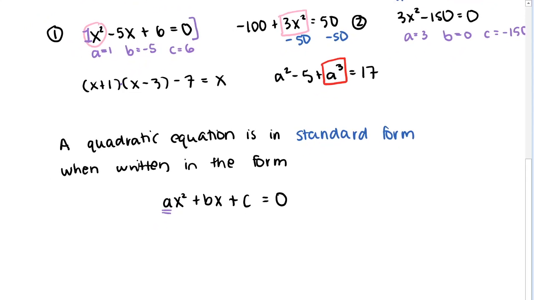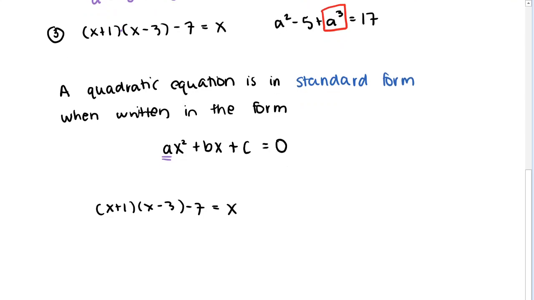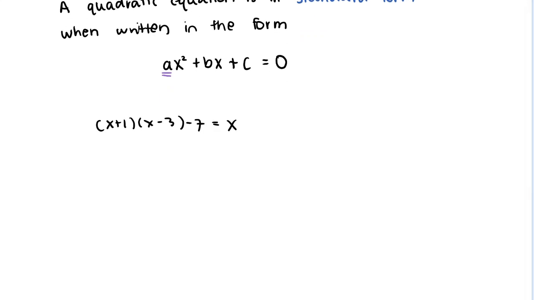Let's do this for the last example here, example 3. And let's confirm that it's a quadratic equation. Let's put it in standard form. So I'll rewrite it down here below. So we've got x plus 1 times x minus 3 minus 7 is equal to x. So here, we're asked to multiply, if we wanted to simplify this out, so we could put all the terms on one side of the equation.